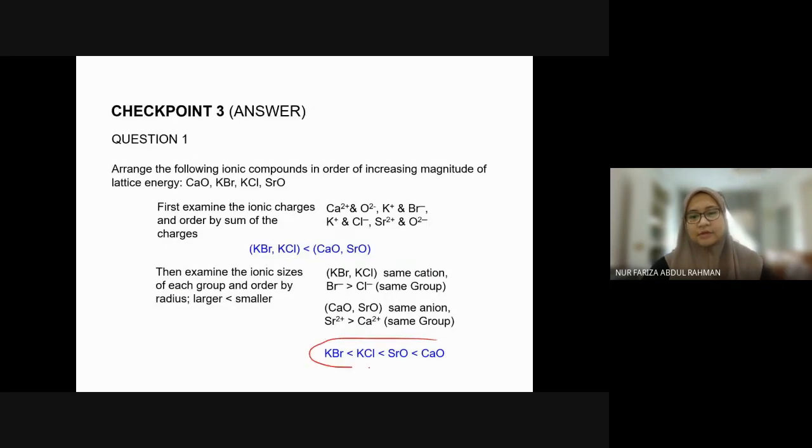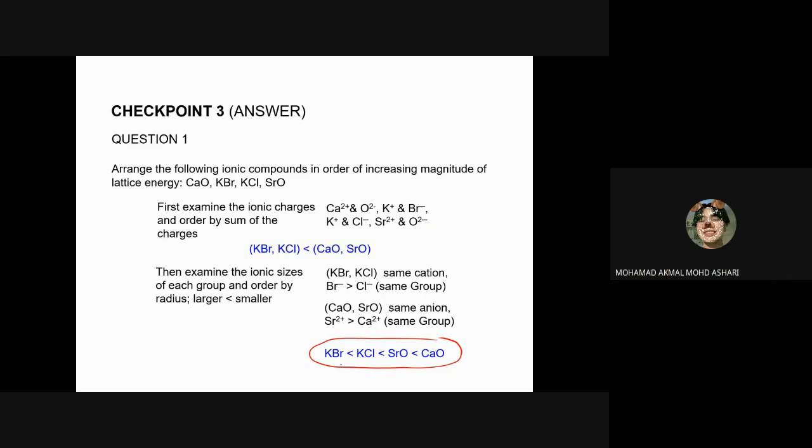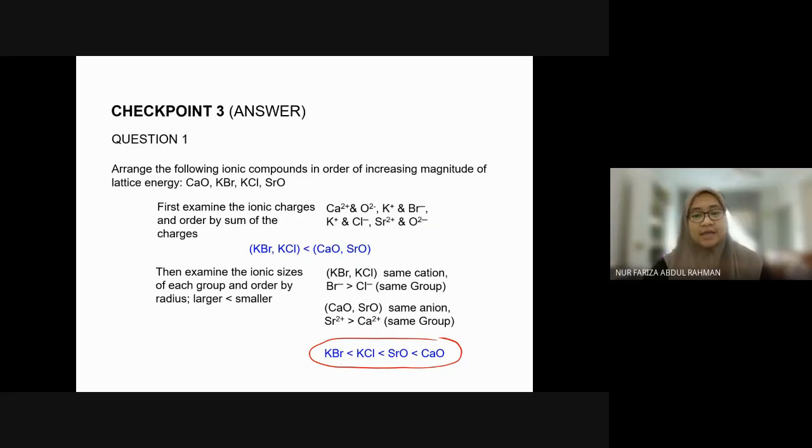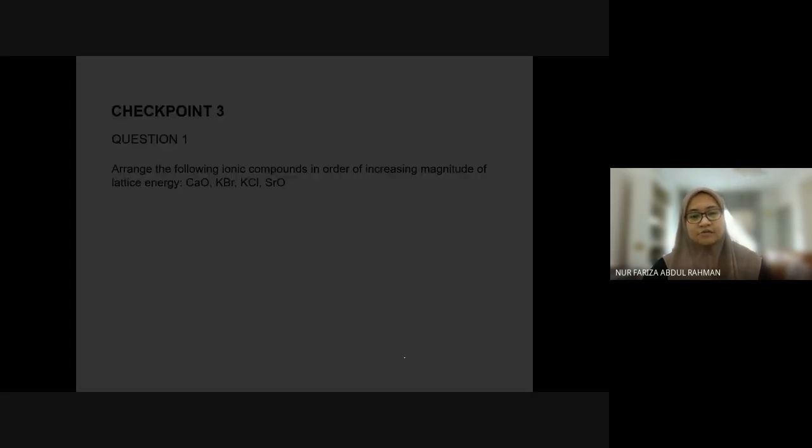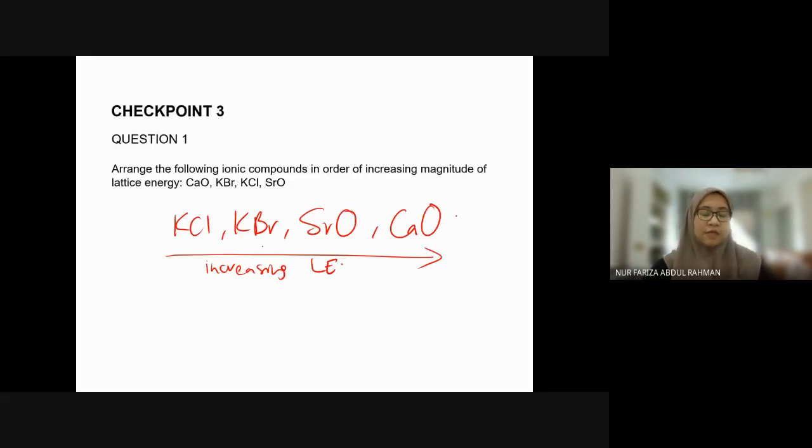Sorry, KBr first, madam. So it should be KBr, KCl, SrO, and CaO. Let's look at Farah's answer just now. So Farah started with KCl instead of KBr.